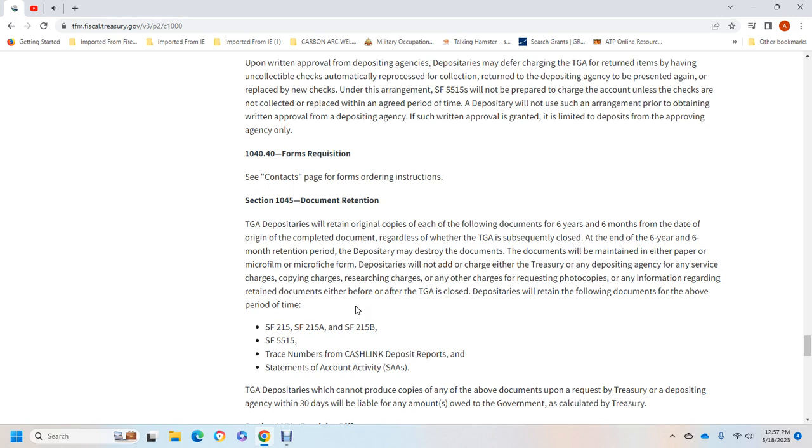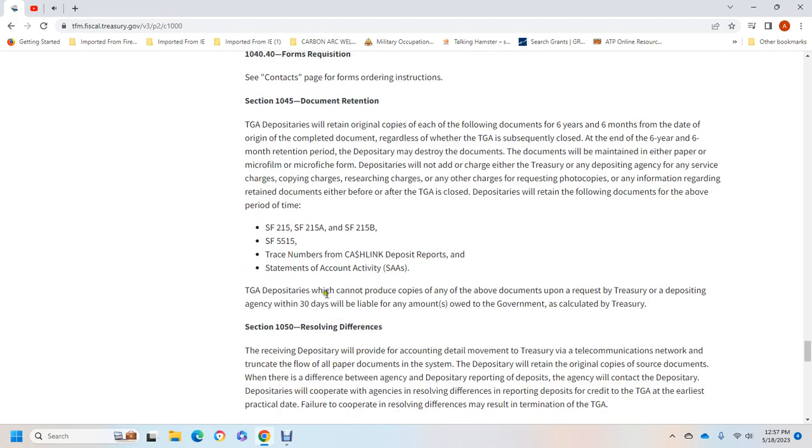Depositor will not charge either Treasury or any deposit agency for any surplus charges, copy charges, researching charges, or any other charge of requesting photocopies and information regarding the retained documents, either while the Treasury General Account is open or closed. Depository will retain the following documents for the above period of time: Standard Form 215, 215A, 215B, and Form 5515, Treasurer's number, cash link, deposit reports, statement of account activity. Treasury General Account depositor will retain and produce copies of the above documents upon request of the Treasury or depositing agency within 30 days.